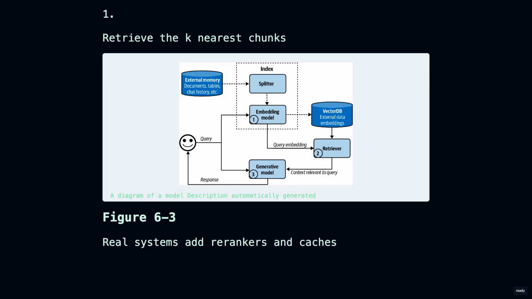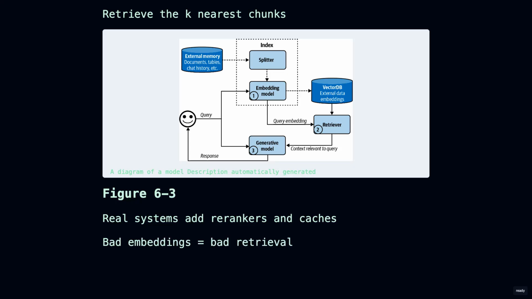The workflow here is simplified. In production, systems often add a re-ranker to reorder candidates and caches to reduce latency, especially when the same or similar queries repeat. Embedding-based retrieval depends heavily on the embedding model. If the embeddings do not preserve meaningful similarity, the retriever cannot recover that later.